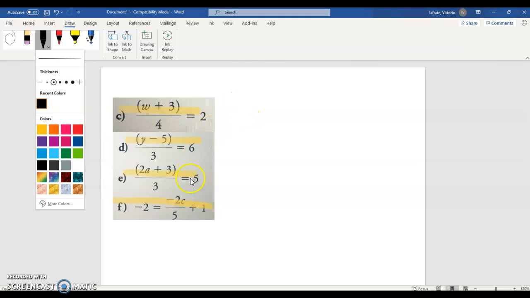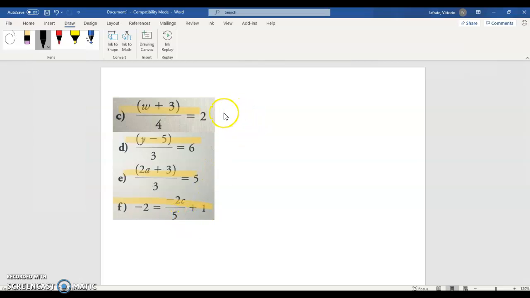So F, same idea. We have to get rid of a fraction. It looks here like we can get rid of this fraction by multiplying everything by 5. So we have, let me rewrite this here, minus 2 is equal to minus 2c over 5 plus 1. And we need to multiply every single term here by 5 because we're multiplying this by 5 to get rid of the 5 at the bottom.